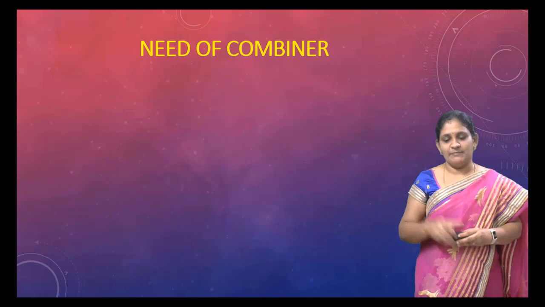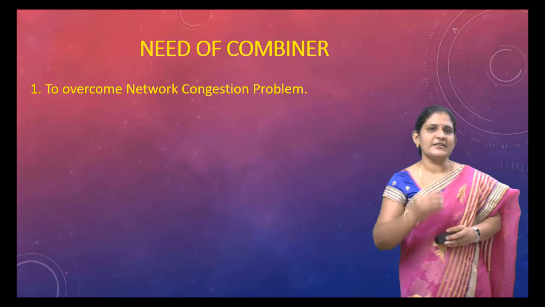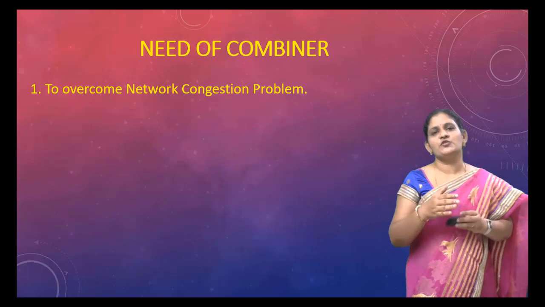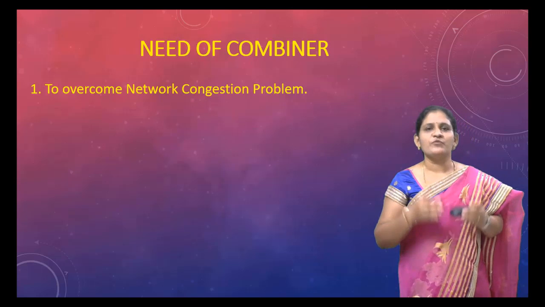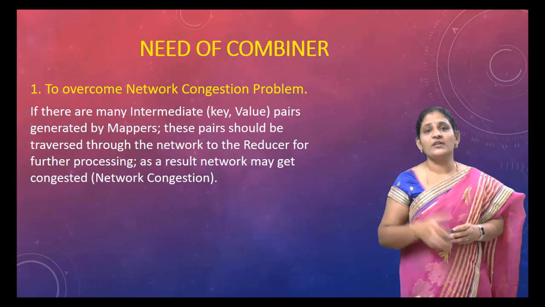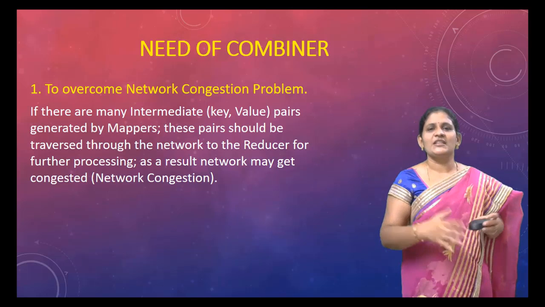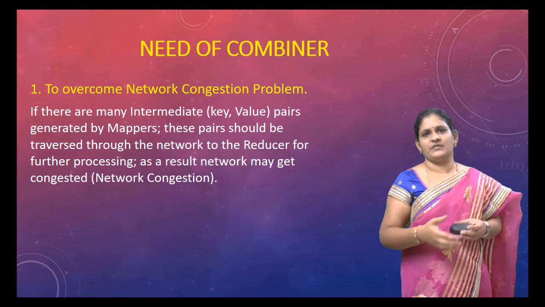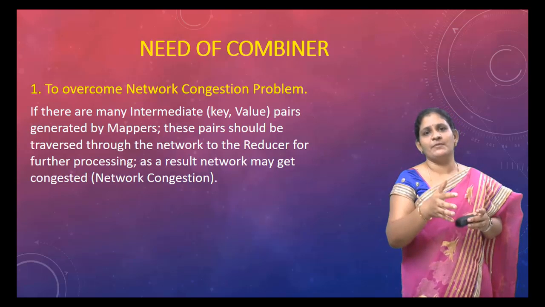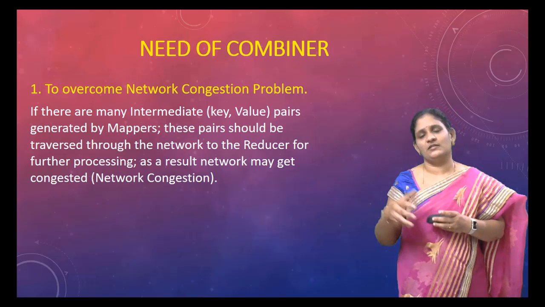If you observe, students, the mapper generates the intermediate key value pairs. Assume the mapper has generated some millions of intermediate key value pairs. Those intermediate key value pairs need to be traversed through the network to the reducer. The reducer class will be running on one machine. The mappers will be running on other machines. It may happen sometimes, no? So whatever output is generated by the different mappers will be collected and given to the reducer class.